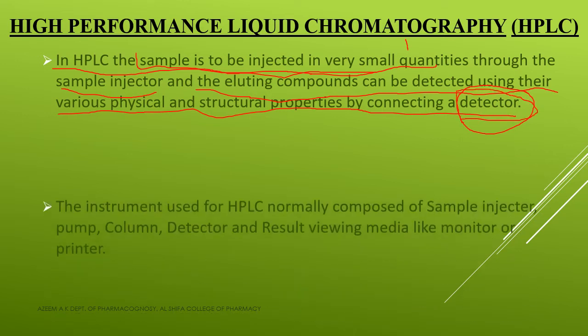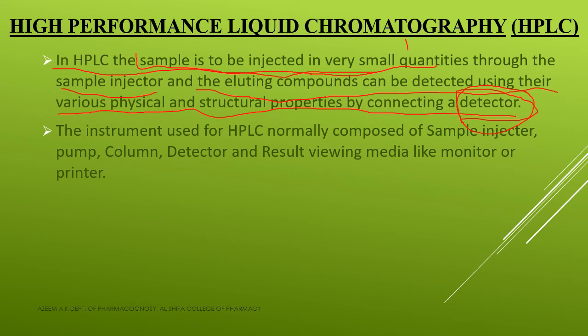Clear? Okay, so the instrument used for HPLC, or high performance liquid chromatography, is an instrumental chromatographic technique. This instrument is highly sophisticated, and it costs somewhere between 10 to 20 lakh, approximately 14 lakh is the approximate cost of this instrument. The instrument used for HPLC is normally composed of a sample injector. So this is the first part.